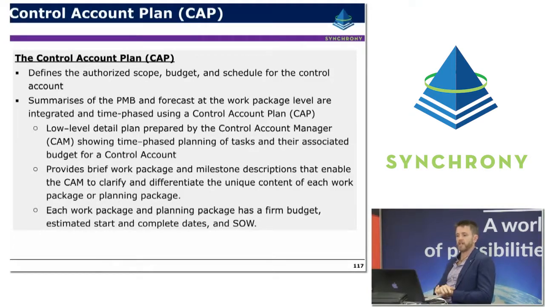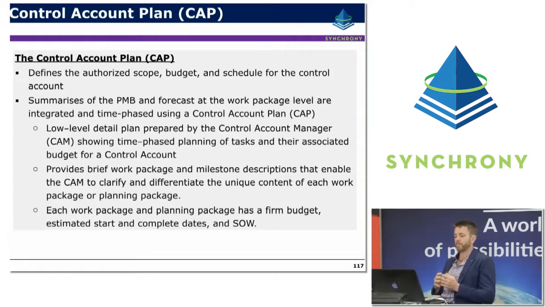Now the control account plan basically describes the authorised scope, budget and schedule for the control account. It summarises the performance measurement baseline and forecast for the work package, and it demonstrates the way that they're integrated into a time-phased budget. Low-level detail can be prepared by the control account manager or the CAM, typically showing time-phased planning of the tasks and resources and their associated budget for the control account. So this is usually done through a cost and resource loaded schedule.